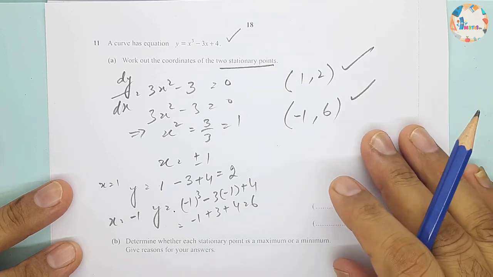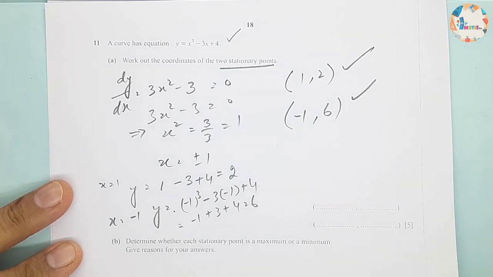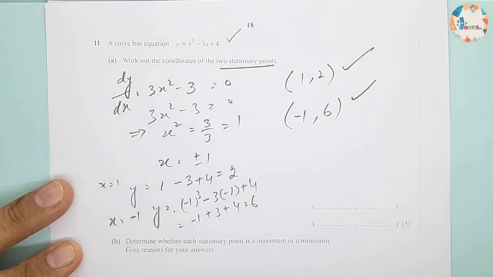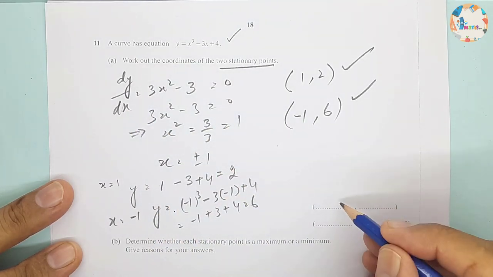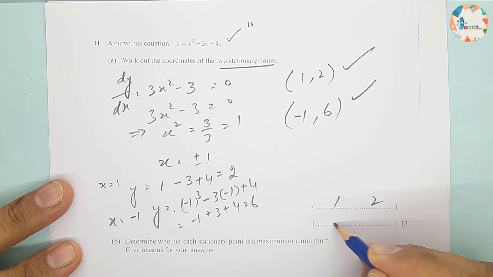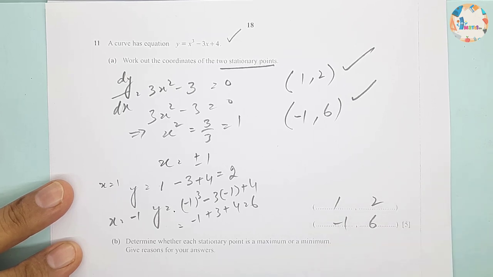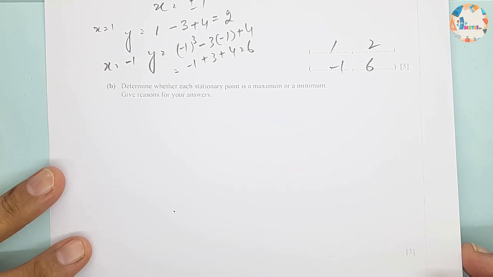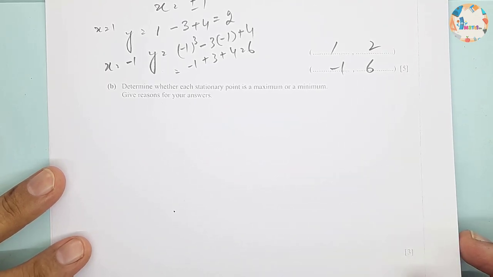Stationary points are basically the points where the gradient is 0. So gradient means dy by dx, so the first order derivative is equal to 0. And we got these two points. We can write here 1 and 2 and minus 1 and 6. These will be the two points. Then determine whether each stationary point is a maximum or minimum.